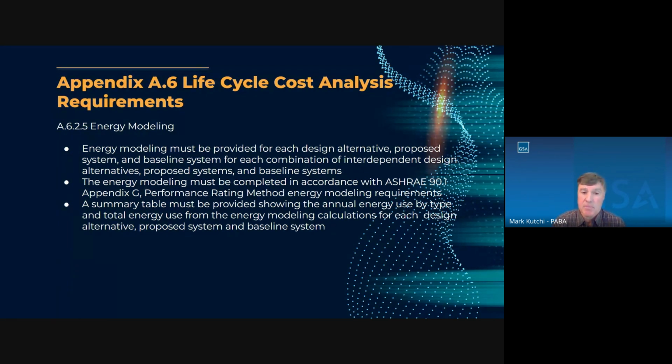And the energy model must include a summary table showing the net annual energy use by type and total energy use. So the energy modeling information determines the annual energy use of each alternative, and that annual energy use is entered into the life cycle cost analysis program, which determines the annual energy cost.